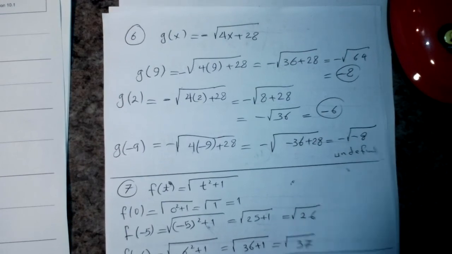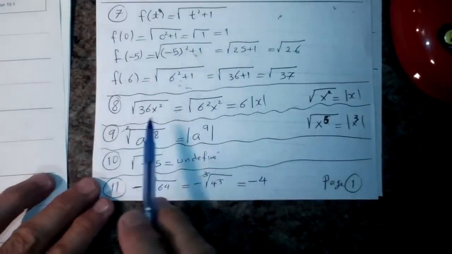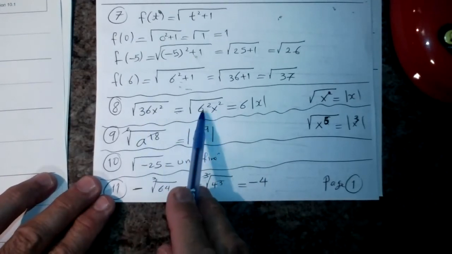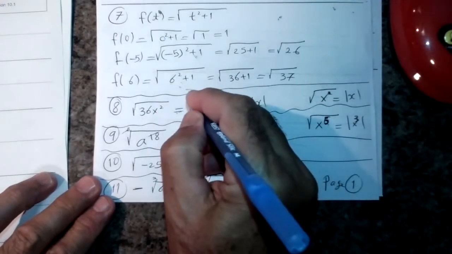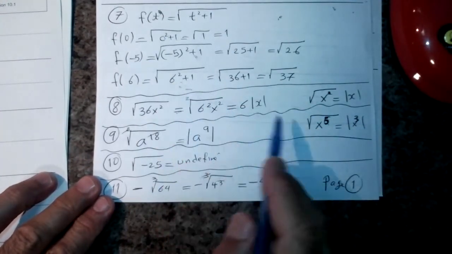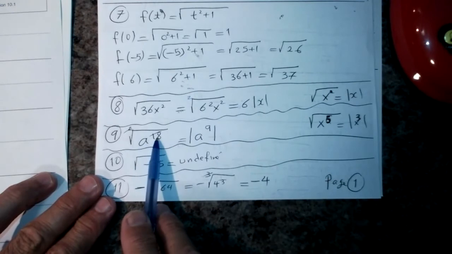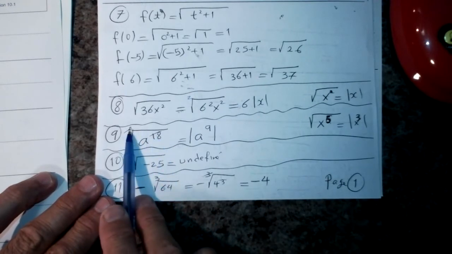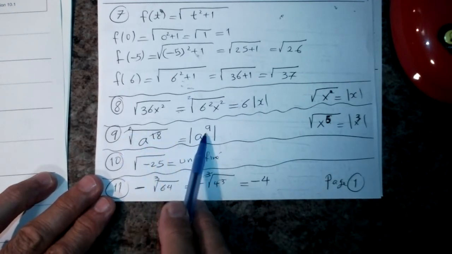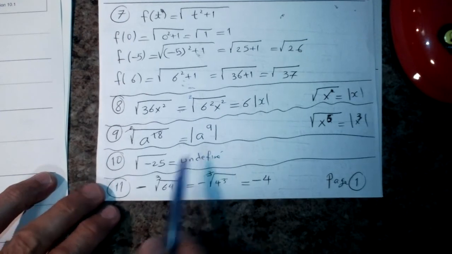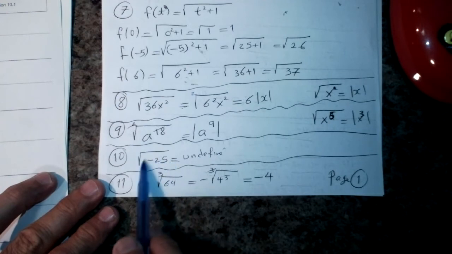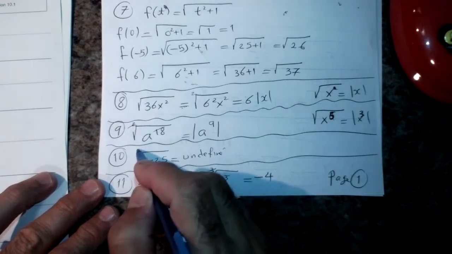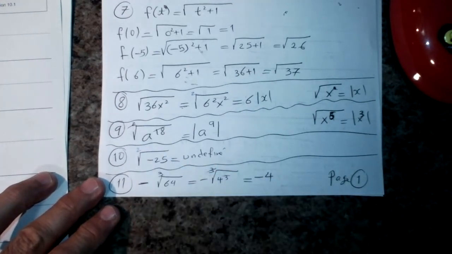Okay. So in that case, when we have radical 36, 6 is coming out, but x squared becomes x. So these 2 and 2 cancel. 18 divided by 2 is 9, so it's absolute value. Radical negative 25 is undefined anyway. Why? Because you cannot have the negative number when the root is an even number.